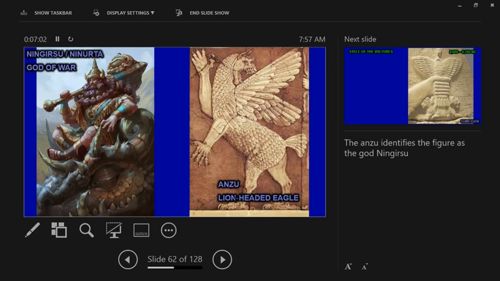This is an anzu. All right, so that figure right there is Ningirsu, who is the god of war, and he's holding an anzu, which is a lion-headed eagle.